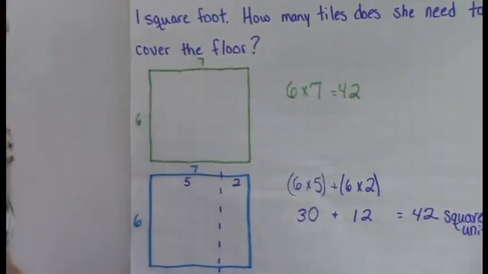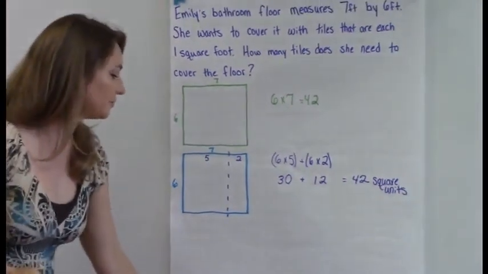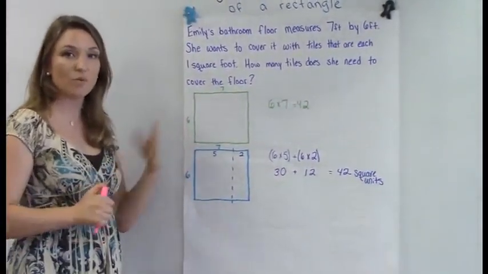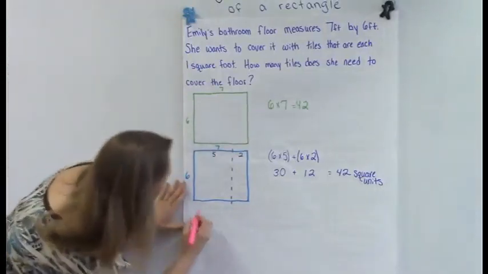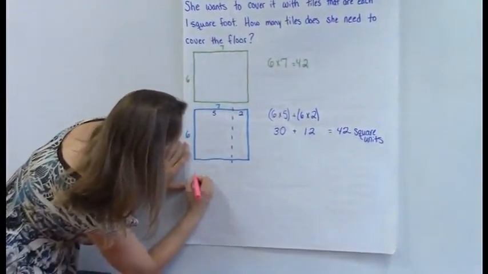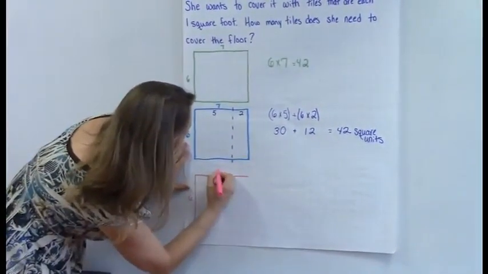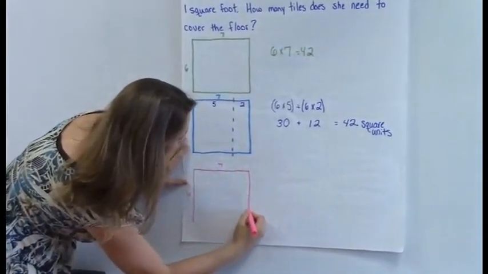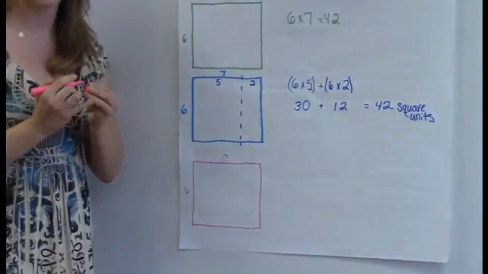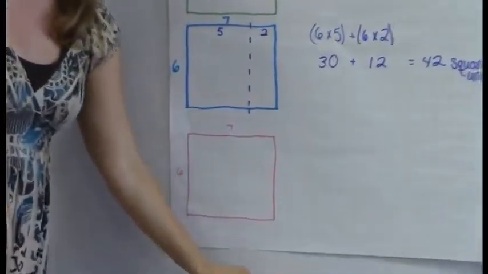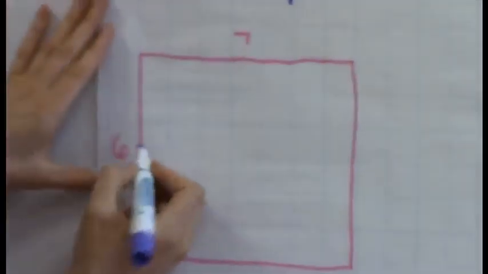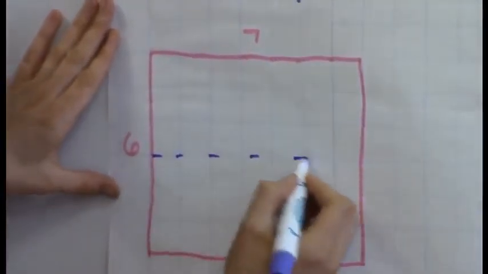Now, another way that I could show this is that I could decompose this array one other way, and I'll show you one other way to decompose that. I could draw 6 by 7. And another strategy would be to decompose my 6 into a smaller number. So I know my 3 times 7, and I know that half of 6 is 3.